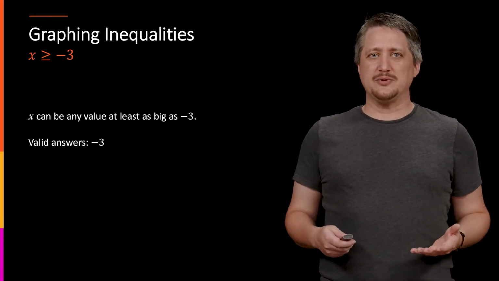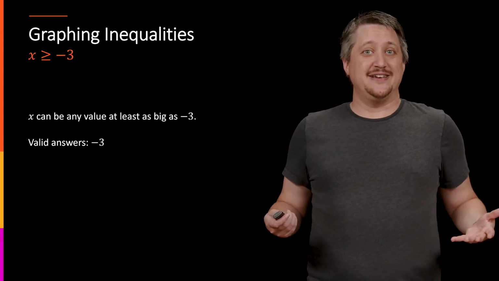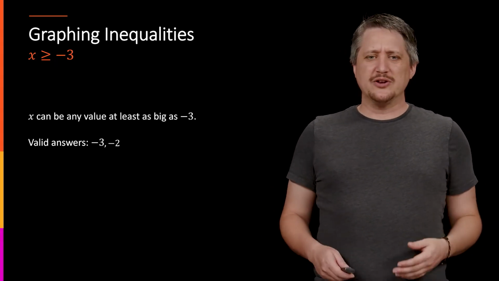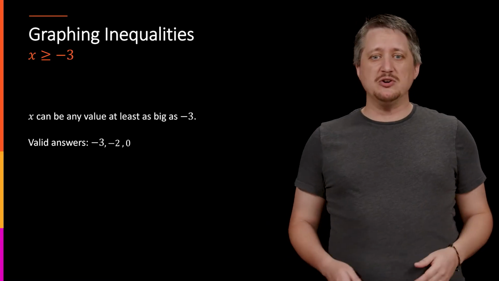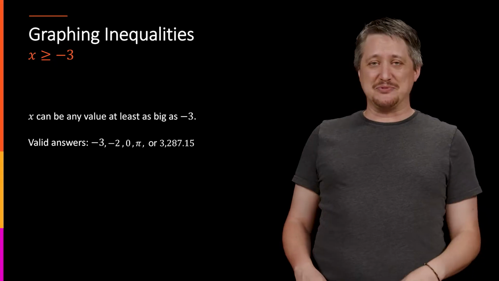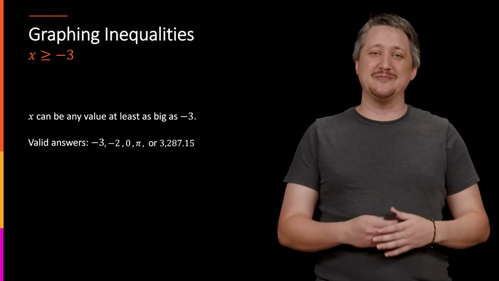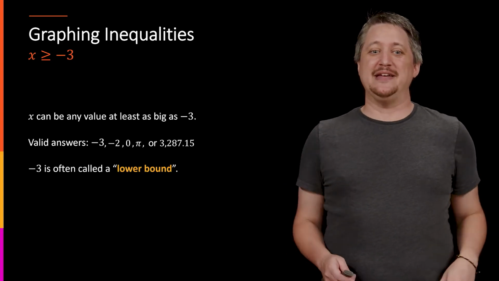So for example, we want to include the answer -3, because that's at least as big as -3. But we could also include -2, 0, pi. They don't have to be nice numbers. We could even throw in 3,287.15. We want all of these answers. In fact, we want infinitely many.